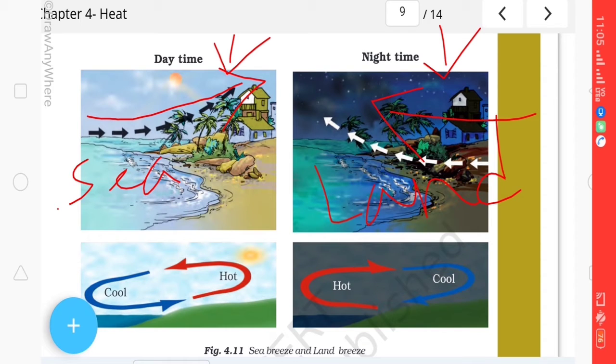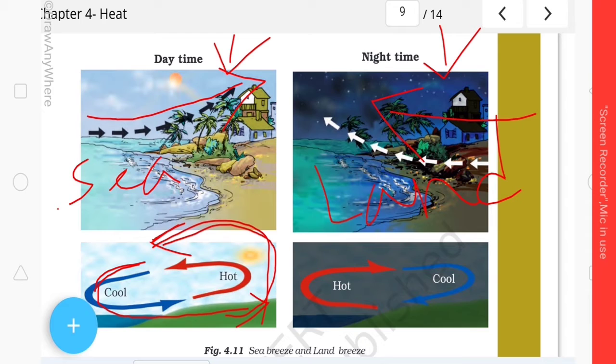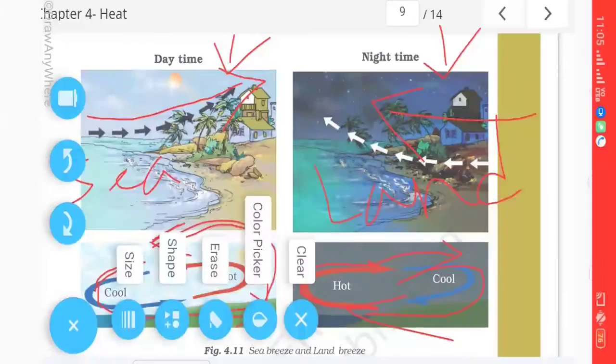So this cycle is shown here. During daytime, the cold air comes from the sea to the land, and the hot air from the land rises up and goes to the sea. Just the opposite during night time: the hot air from the sea rises up and goes towards the land, and the cold air from the land comes towards the sea. It is shown in this diagram.